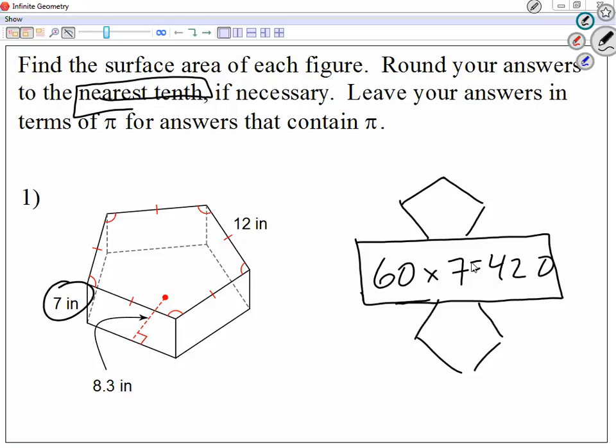Now for the base, for the pentagon, I remember for the area of regular polygons, I told you guys it was going to be 1/2 times perimeter times apothem. So I'm going to go 1/2 times 60, remember we already figured that the perimeter was 60, times 8.3. All right, get a calculator. That's 30 times 8.3. That's 249. Okay, so each pentagon is 249. Now, for me to know the surface area, just add all three numbers. 249 plus 420 plus 249, that's what, 918?